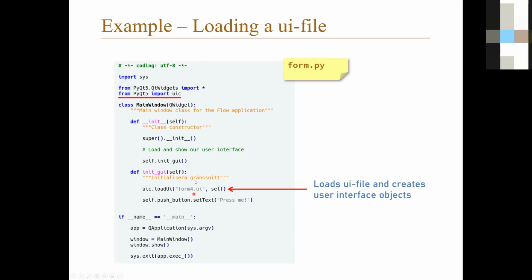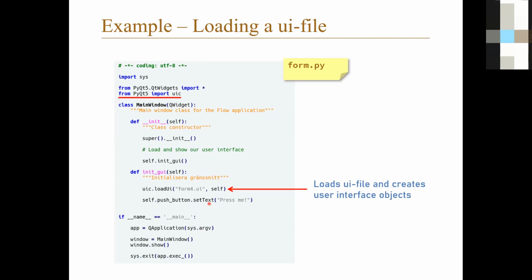So loadUi, and then I specify which file to load the user interface file from. Then I specify where these objects should be created. So in this case, I want all the objects to be attached to my main window, so I put self here. And the names that you give in the Qt Designer will also be the names of the objects that you call. So in this form here, there is a push button that is called like this. And all these objects will be created with the names that you give in Qt Designer.